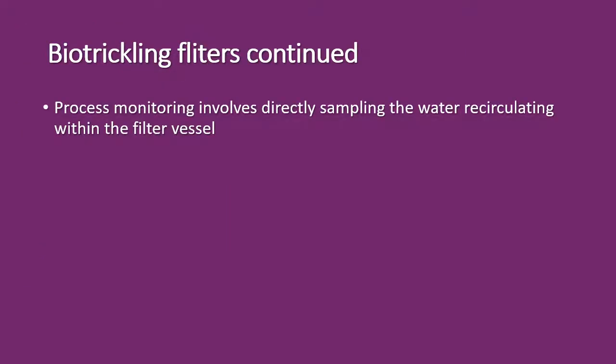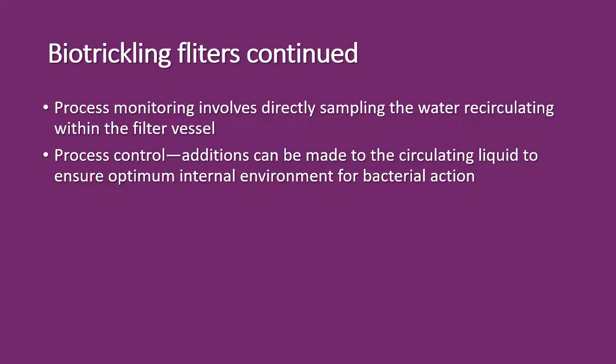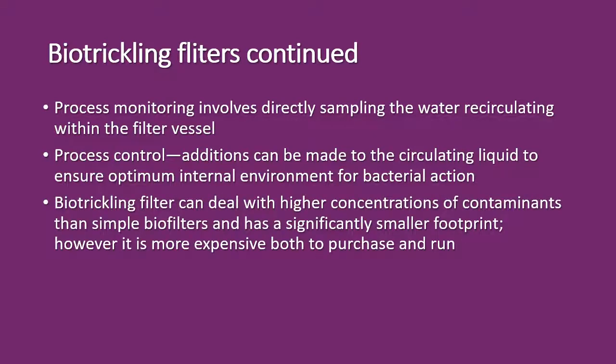So if you want to monitor the process, you can directly sample the water that gets recirculated within the vessel. For process control, you can add things to the circulating liquid that would be optimal for bacterial growth and action, so nutrients, oxygen, buffers to make sure the pH is at the proper level, that kind of thing.